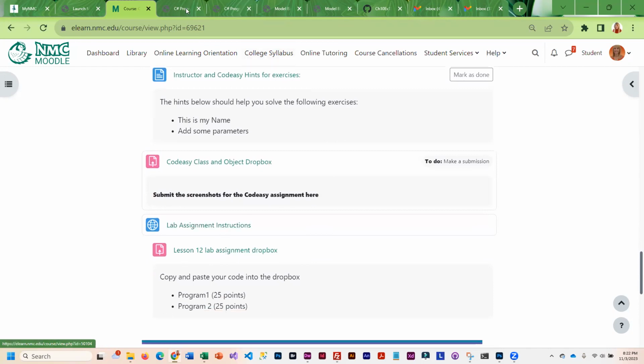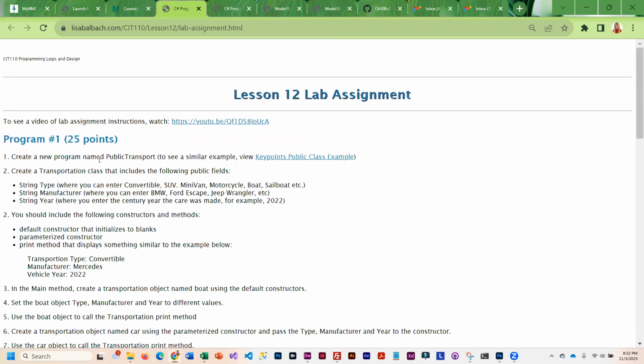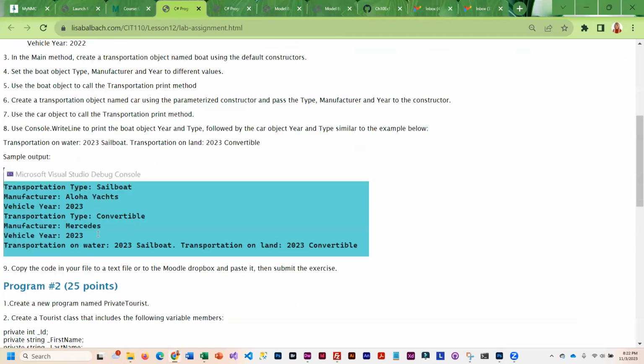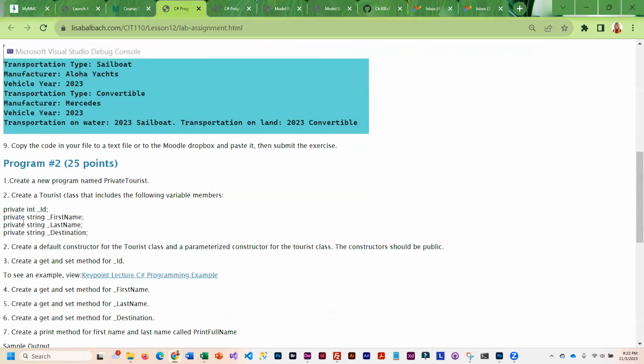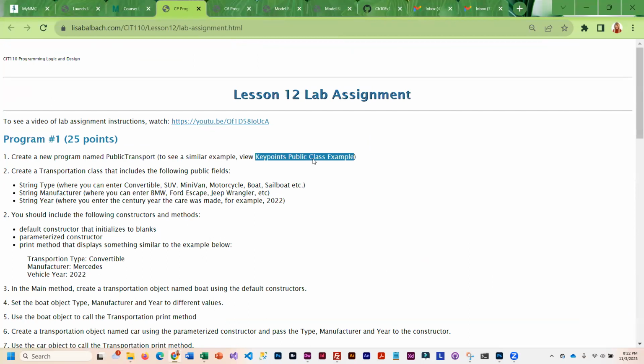The lab assignment involves 2 different programs. The first one, we are using public inheritance, and then we are getting into private. Okay, so these are private class members versus public. And I have examples for you to look at.